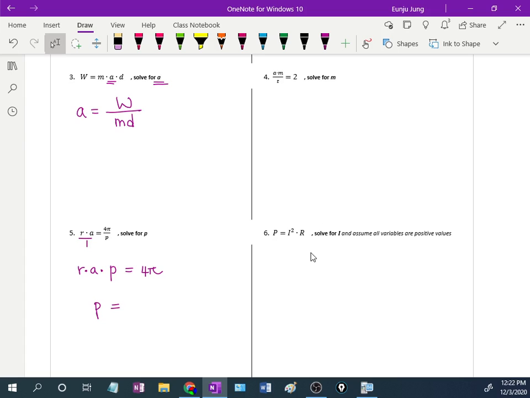To get rid of R and A in a multiplication, I need to do division again. So 4 pi constant will be divided by R and A. At the same time, it's in the denominator, okay? So that is how we simplify, and this is isolated for variable P.